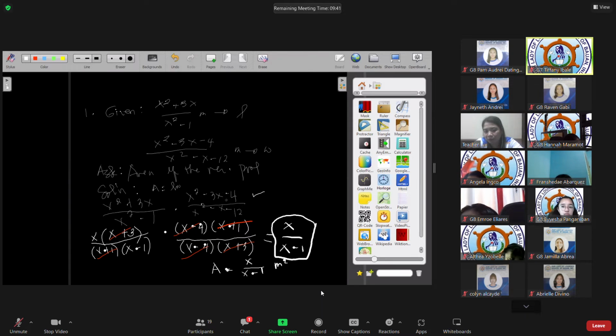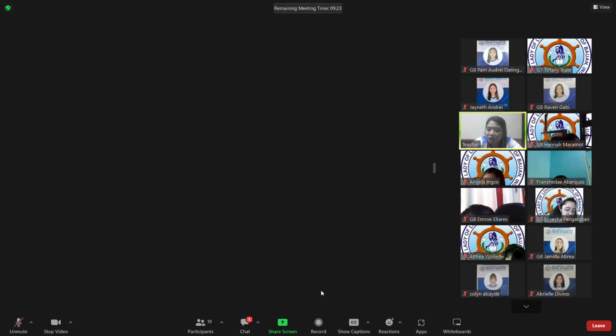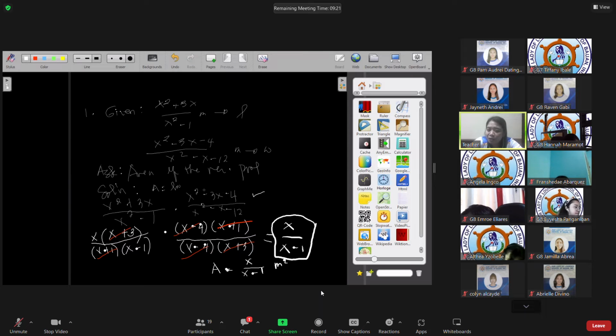Not 4, not 4. That is negative 4. Huwag kalimutan yung sign. So, negative 4. So, you get the factors of negative 4. Tandaan yun ha. Factors ng last term, wherein kapag tinad mo, the answer is your middle term.